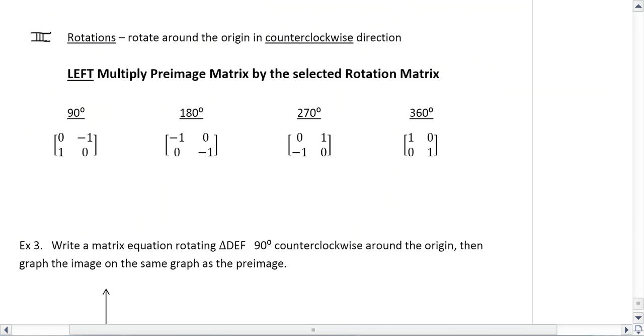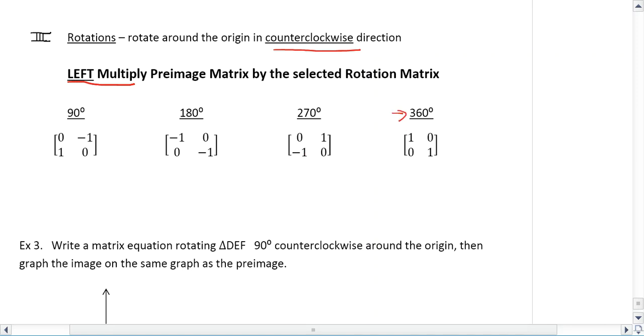All right, Roman numeral 3. Now we're going to do rotations. Remember, we are limiting ourselves to rotations that are counterclockwise going around the origin. Once again, it's a left multiply. To rotate your shape 90 degrees counterclockwise, this is the matrix you use. For the 180, this matrix. To rotate it 270, this one.